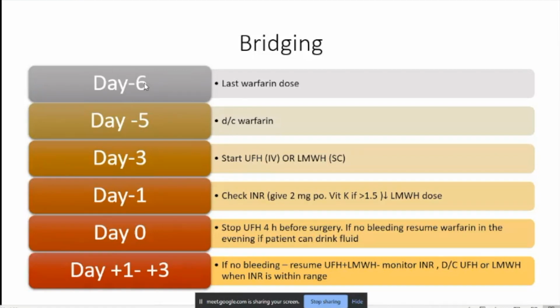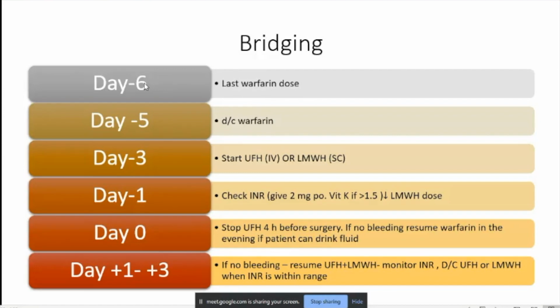Okay, so if the patient is on low molecular weight heparin once daily, we decrease the dose by 50%. Okay, if the patient is on BID, what we do is skip the evening dose. That's how we reduce the low molecular weight heparin dose on day -1. So we skip the evening dose and we decrease the dose.